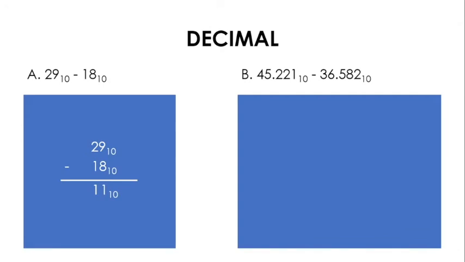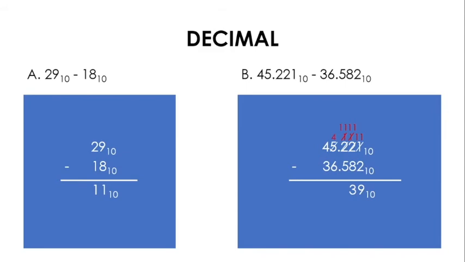For the next example, we will be subtracting 36.582 from 45.221. So we cannot subtract 1 from 2, so we'll borrow 10 from the next term. So that will be 11. 11 minus 2 is 9. Since we cannot subtract 1 from 8, we will borrow from the next term. So 11 minus 8 will be 3. Now, we still cannot subtract 1 from 5, so we'll borrow again.